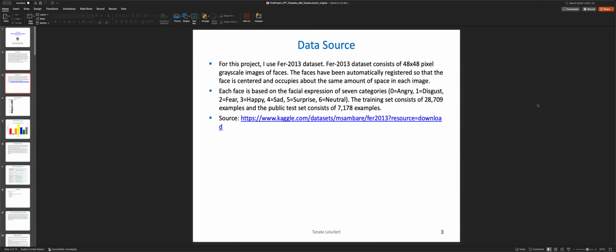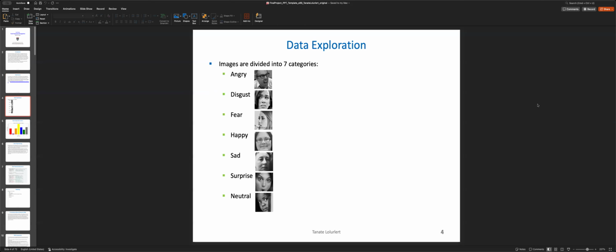The dataset is the 2013 dataset from Kaggle. There are seven categories: angry, disgust, fear, happy, sad, surprise, and neutral. The training set is about 28,000, and the test set is about 7,000. These are example images from angry, disgust, fear, happy, sad, surprise, and neutral.